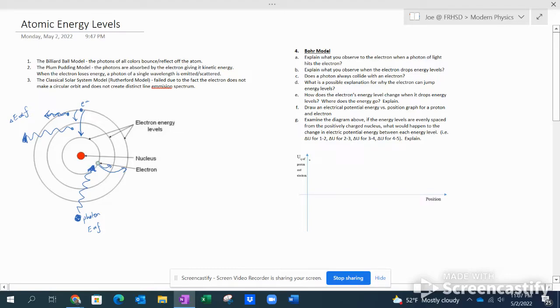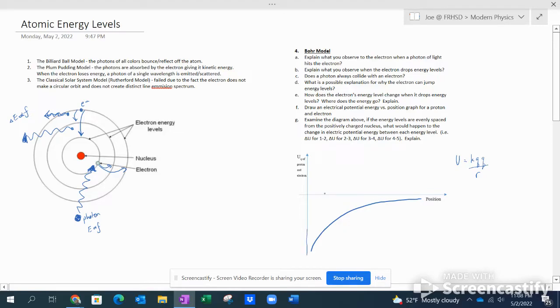Okay, so looking at this, we can think of the electric potential energy of a proton and an electron as, if you recall, U equals negative k q q over r, where you account for the signs of the proton and electron. So we have a negative potential energy.